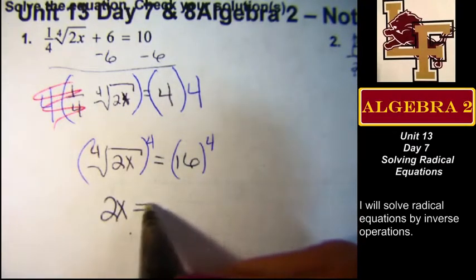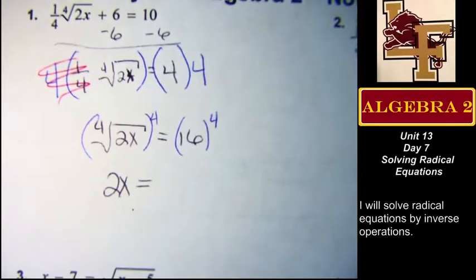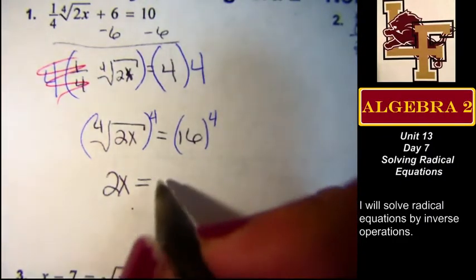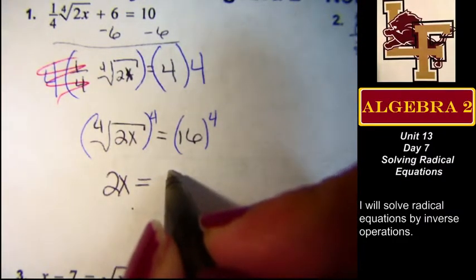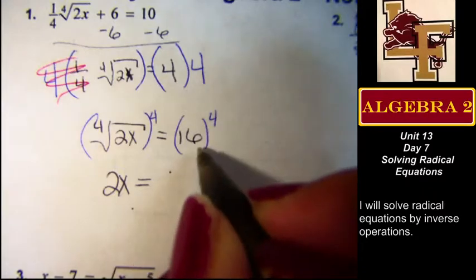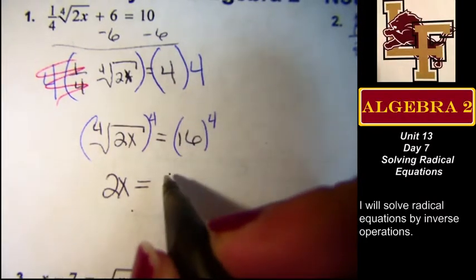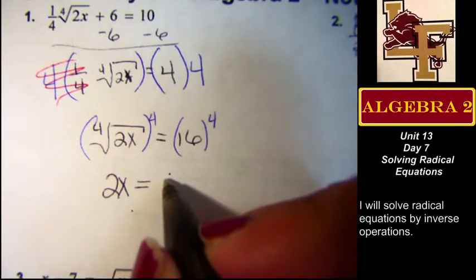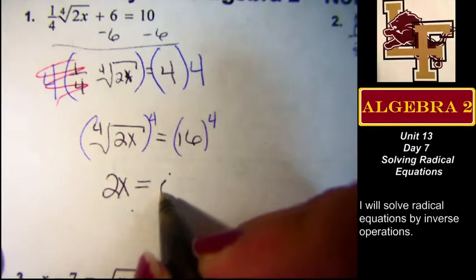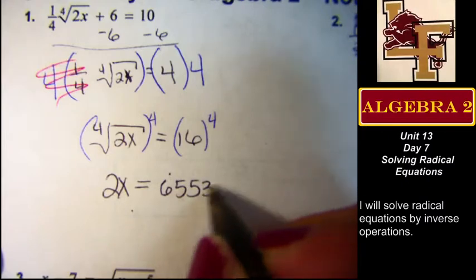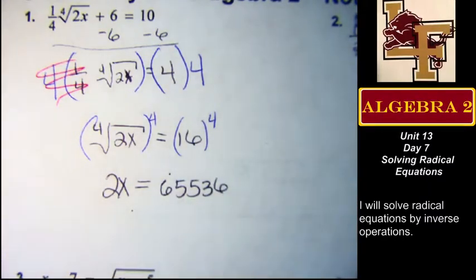2x equals whatever I get when I do 16 times itself 4 times. You guys have calculators. Tell me a number. We're doing 16 to the fourth power. 16 times 16 times 16 times 16. 65,536. Wow. It's about big numbers. You'll have calculators because these numbers are ridiculous.